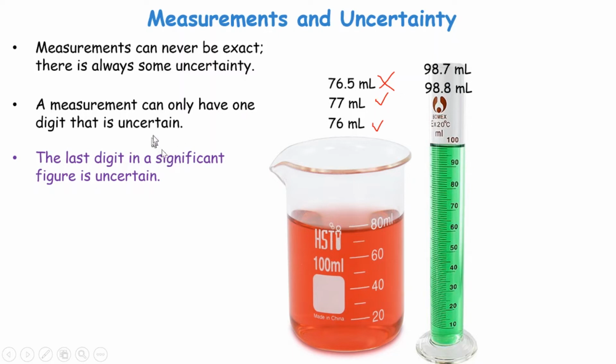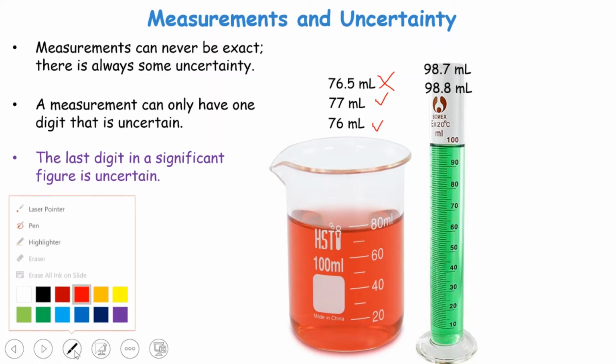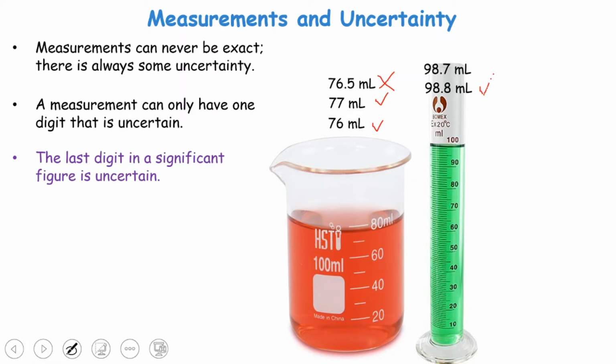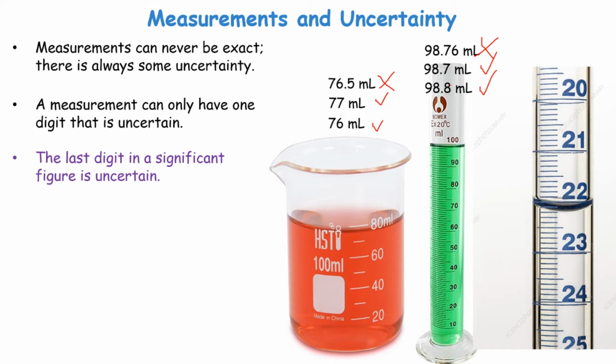Therefore, based on those definitions, those are the correct recordings. But if someone reads this volume as 98.76, that will be incorrect because we already know the third digit is already estimated. So that's for this one. Let's look at one more. This is a buret, actually a section of a buret.